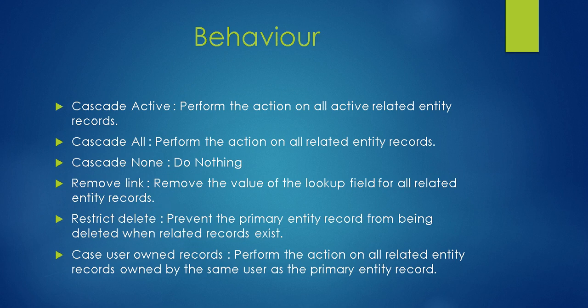If I remove or delete my employer record, which was Ranges Private Limited, from the employer entity, and I have selected the option to remove the value of the lookup field for all related records, that is Remove Link for delete, then the lookup field visible inside the employee entity will be blank, but the employee record will still be there. It will not be deleted.